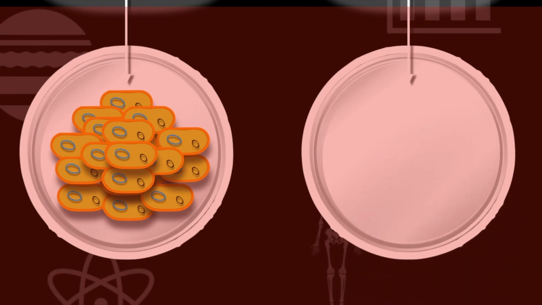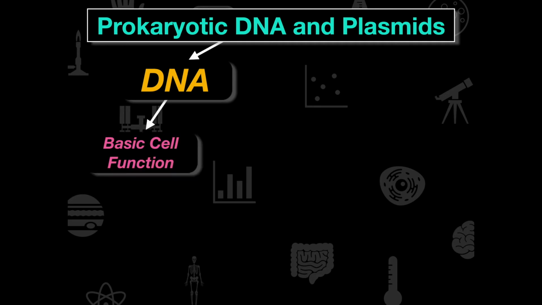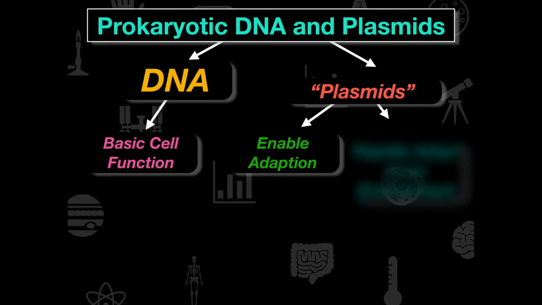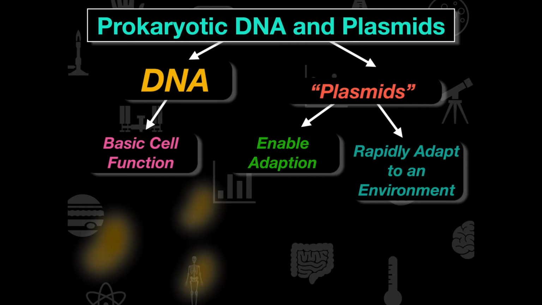So what the plasmid was really doing was creating proteins that maybe made a larger shell or a larger protein layer around this bacterium, and it made the bacterium resistant to that inhospitable environment. These plasmids are going to be really, really important because they're going to function for a few things. The DNA only provides basic cell function, whereas the plasmids enable adaptation, and they also enable prokaryotes to rapidly adapt to an environment.